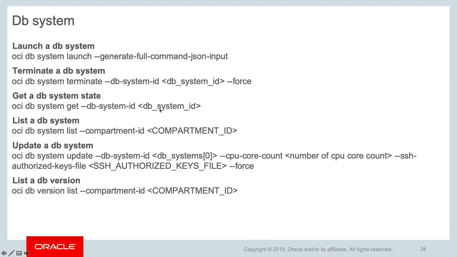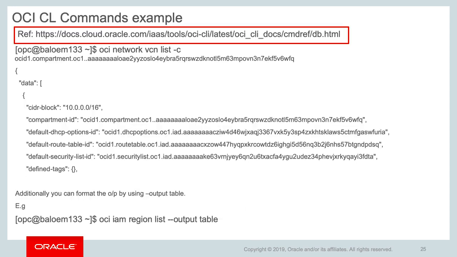As I said, there are several commands which will even list the database system. It will provide you those OCID values which you might need in this particular example. So list a database system or update a database system, here in terms of CPU core count means a scaling of that instance. You can list a database version. We'll again look at a few more examples.